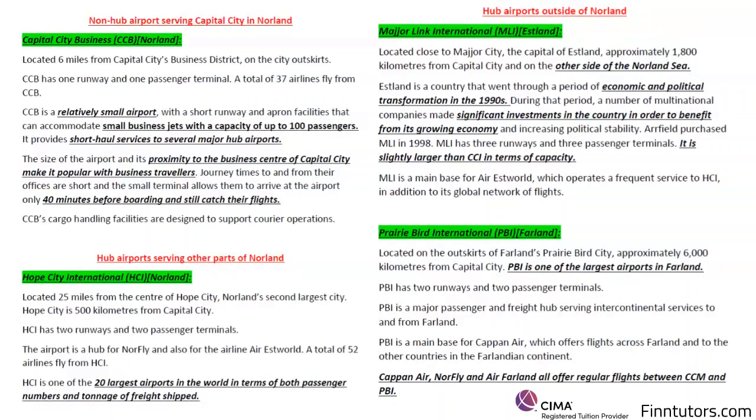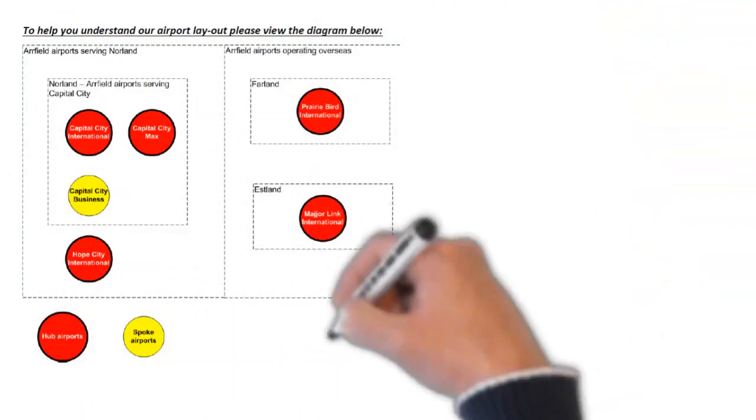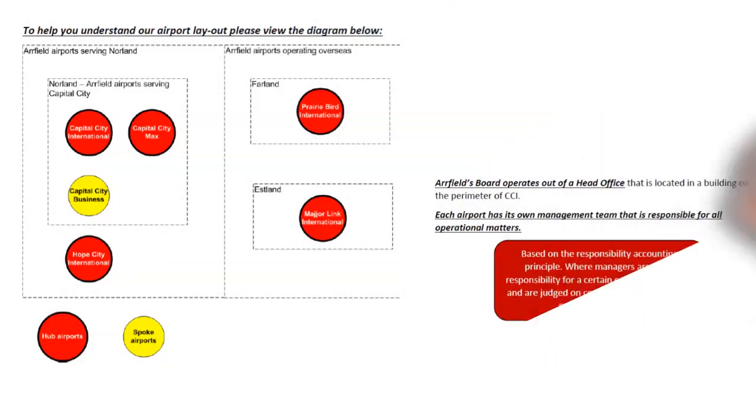What I would like you to keep in mind is that we have 6 airports: where these airports are situated, what is the status of the airport, and what is the main airline that we are dealing with at that airport. That is stuff that we need to keep in our mind. Now, to help you understand our airport layout further, I have a diagram which is part of the pre-seen itself.